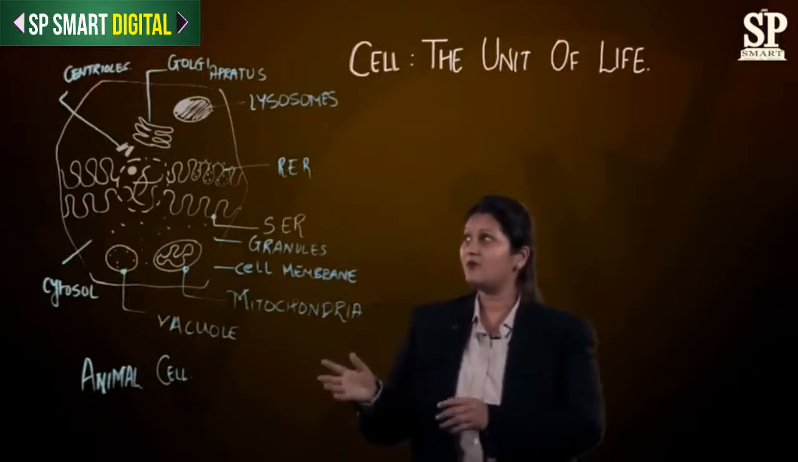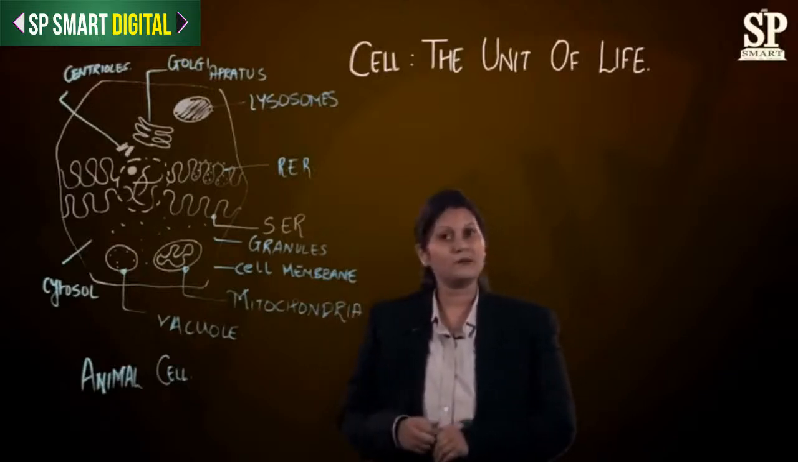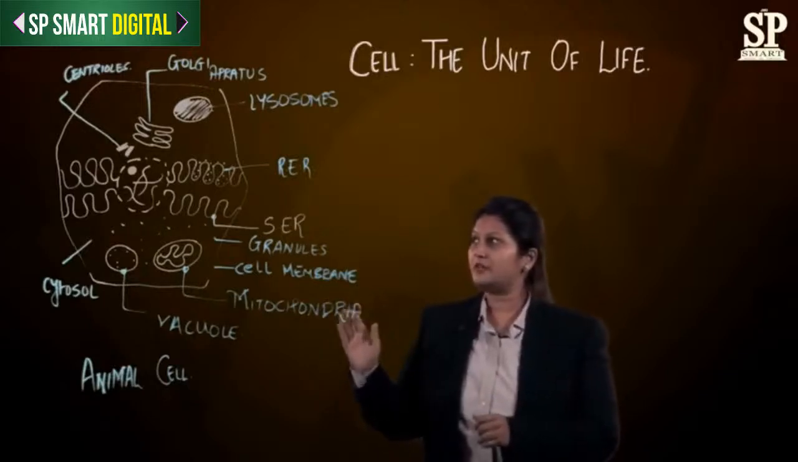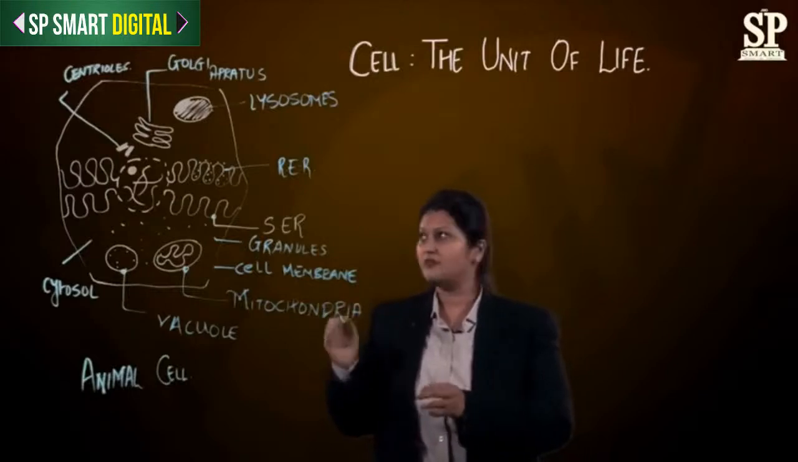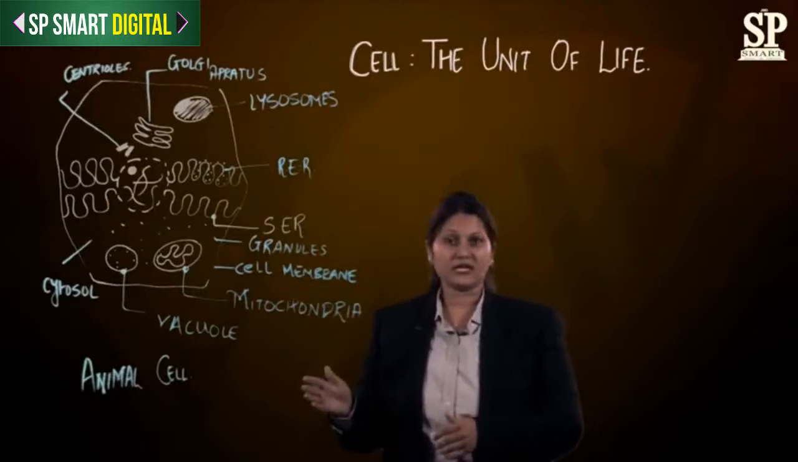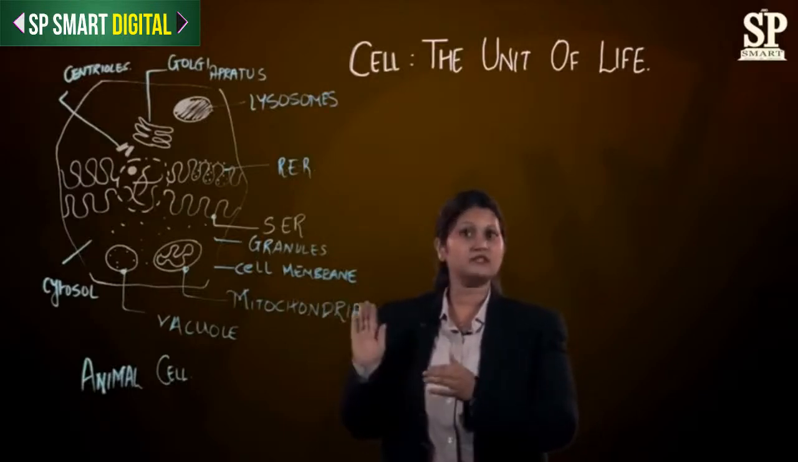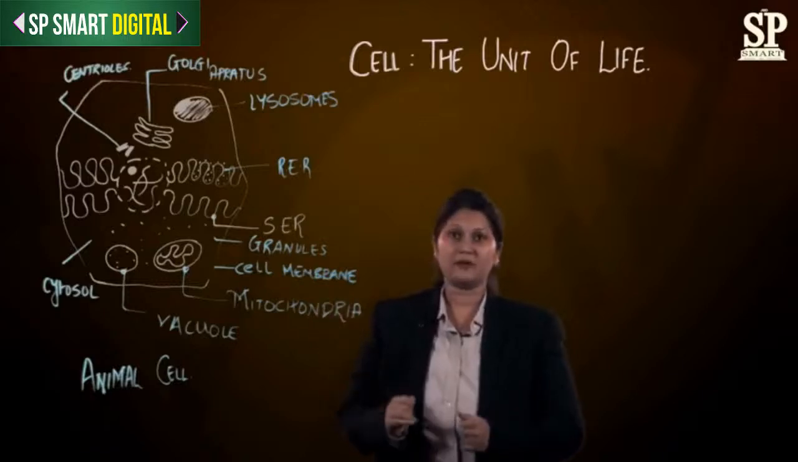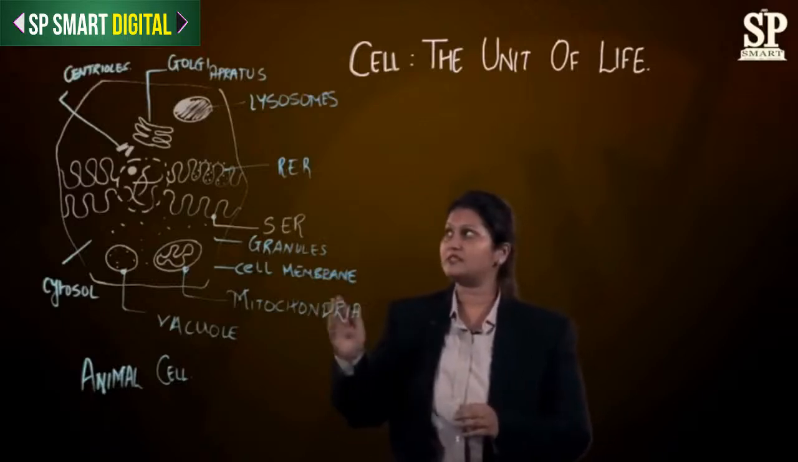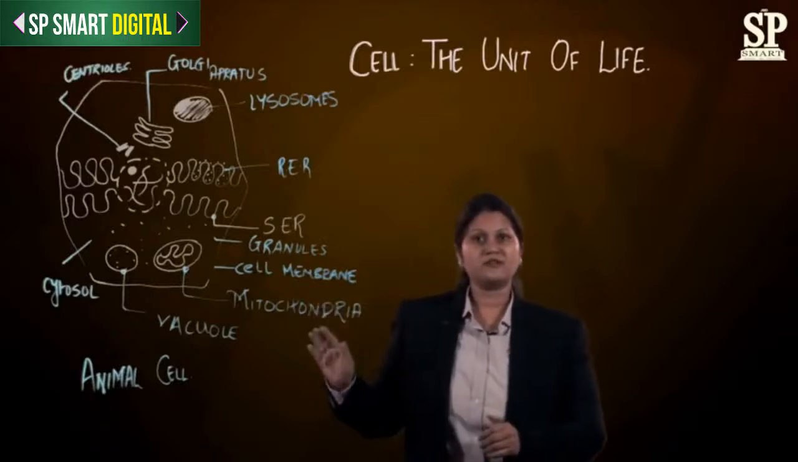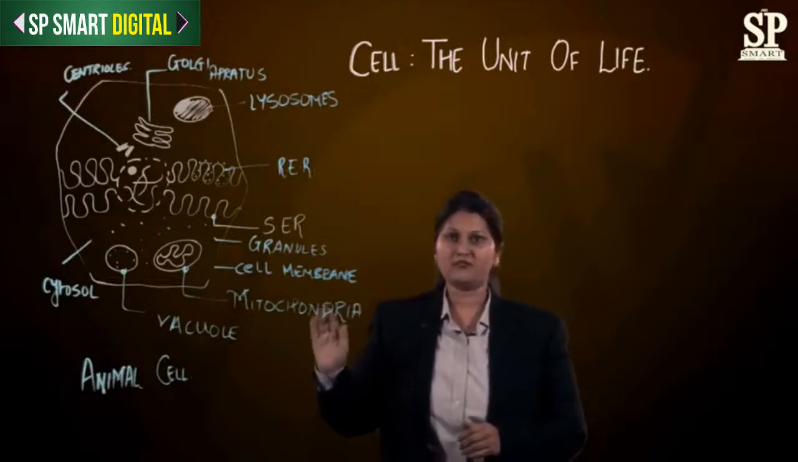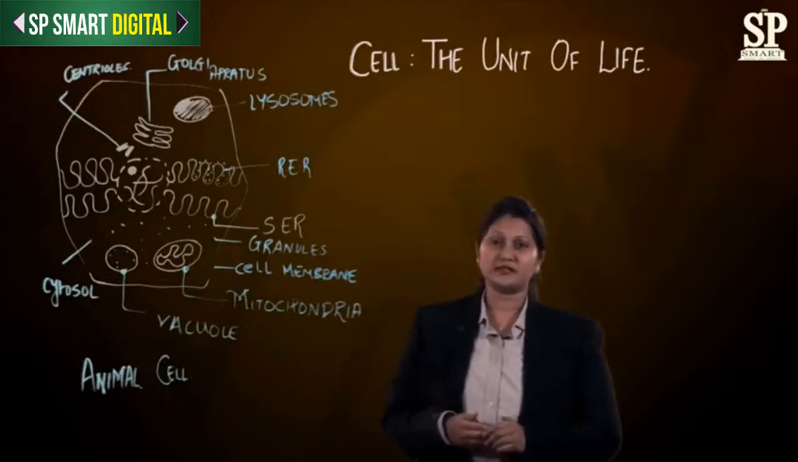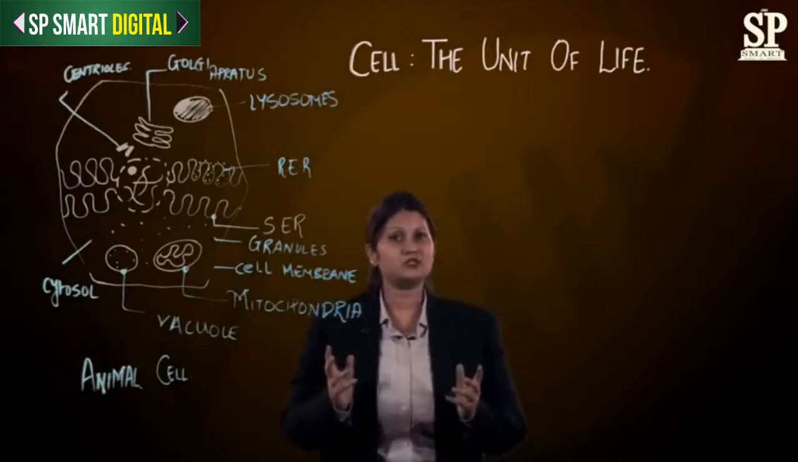Okay students, now we move forward to study something more about the centrioles. So centrioles, as you see, are placed above the nucleus. These cell organelles are exclusively found only in the animal cell. You will not find these centrioles in the plant cell. So first let's understand its basic function. The basic function of a centriole is to help the cell to divide.